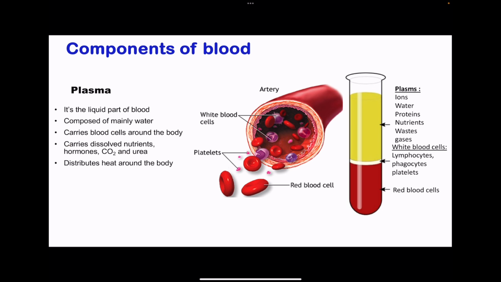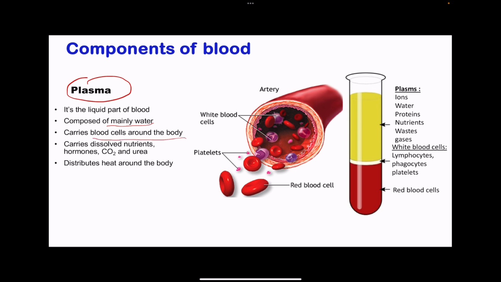Next, we go to the components of blood. These include plasma as well as blood cells. Plasma is a liquid part of blood and is going to be composed mainly of water. The plasma is going to be the media for transportation of the substances that are contained within the blood. For example, it transports blood cells around the body.